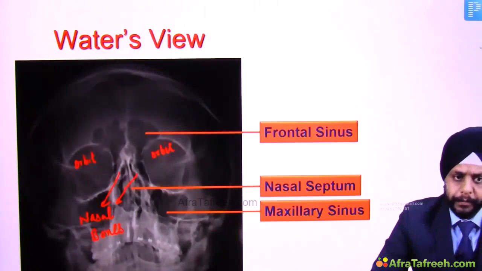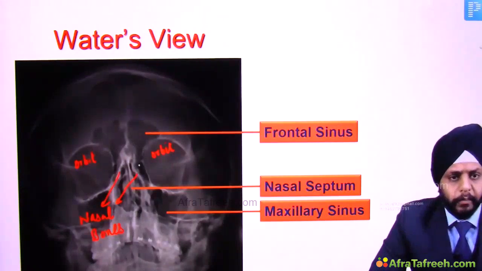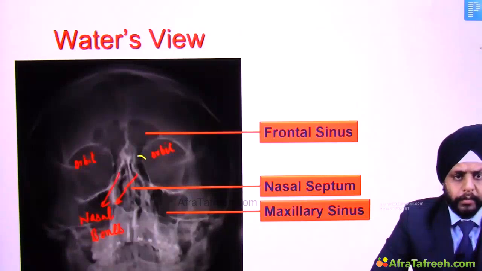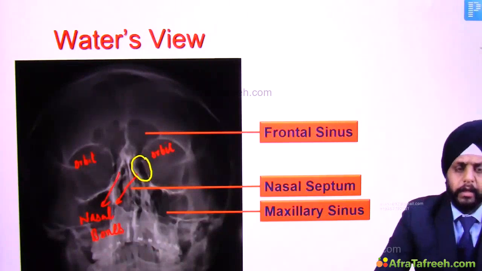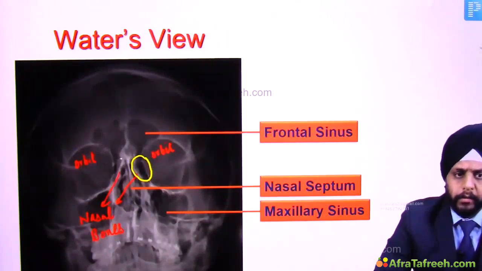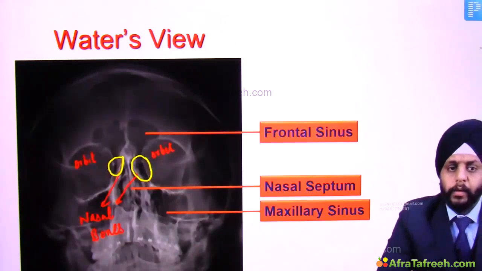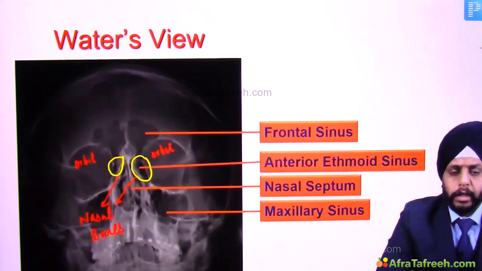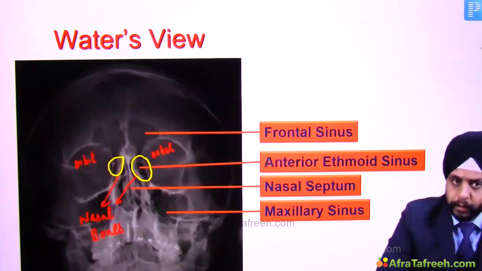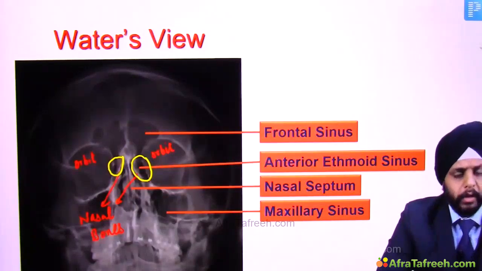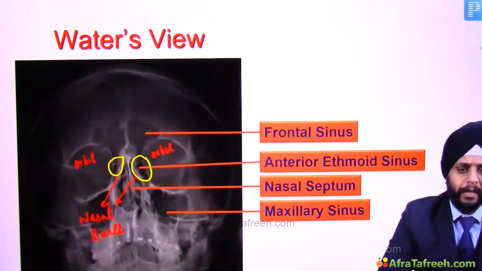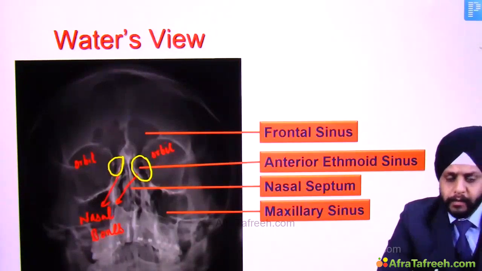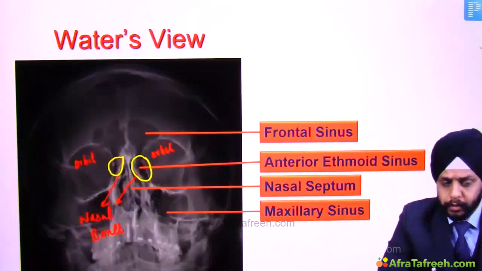Now see carefully. Between the nasal bone and the orbit, you can see that there is an air cell. On both sides, you can see an air cell. And these air cells belong to the anterior ethmoid sinuses. So in Waters view, you can see the maxillary sinus, the frontal sinus, and the anterior ethmoid sinus.